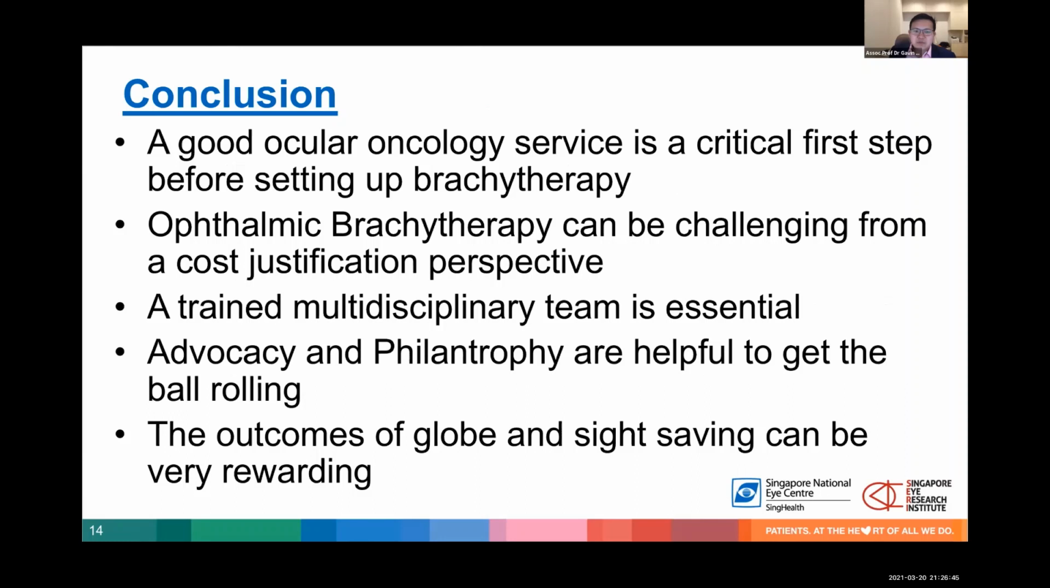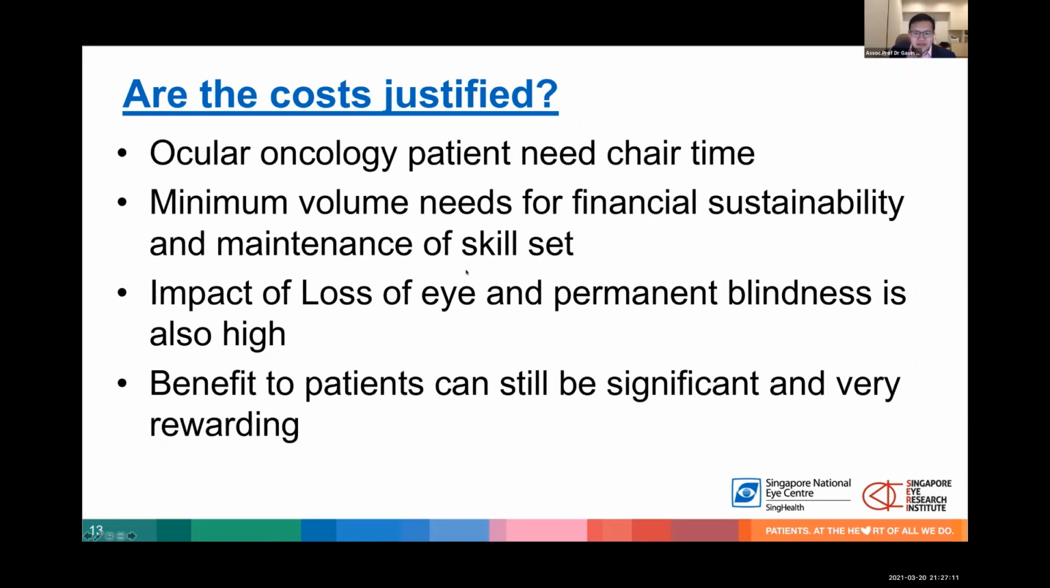You need to figure out how to meet those challenges. Then, from the cost justification perspective, when you want to look at a secondary ophthalmic brachytherapy service, you need to get together a multidisciplinary team with the right training. A lot of times, getting the right advocacy and philanthropy can be helpful to get things started. And the outcomes where you actually are able to achieve globe and site saving can be very, very rewarding. So thank you for your attention for this.